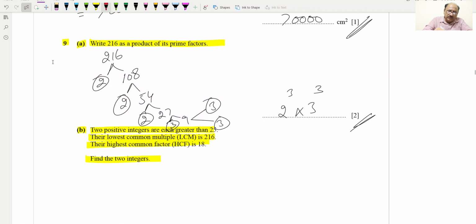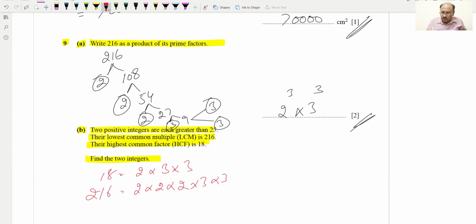So 18, we can write 18 as 2 into 3 into 3 as prime factors, and 216 we have already done, which is 2 into 2 into 2 into 3 into 3 into 3. So the same thing, this one we have written in expanded form.